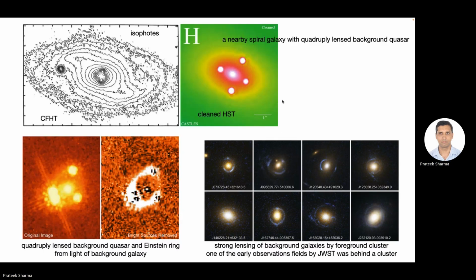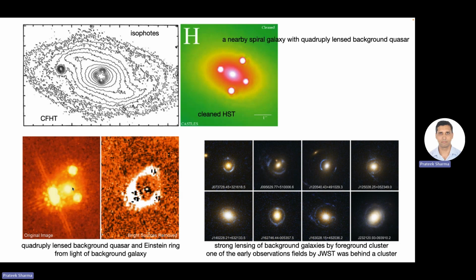Okay. This is a galaxy. This is a ground-based image. These are isophotes. We'll actually come to isophotes soon in the course. And if you look at the center, you see this cross. This is sometimes called Einstein's cross, because this is a background quasar lensed by the halo of this galaxy. And you can actually see 1, 2, 3, 4. This is the HST image, clean. Again, 4 images of a background quasar.